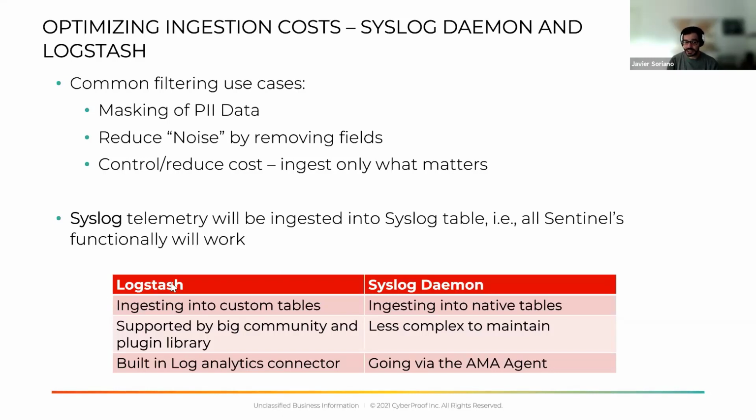Whereas with Logstash, we will ingest into custom tables. This is basically the first row that you see in this comparison table. Logstash on one side is supported by a big community. It has a huge library of plugins for many third-party platforms that you can integrate with. But on the other side, syslog is less complex to maintain, right? For Logstash, we have a built-in Log Analytics data connector. Basically, it's built by Microsoft and supported by Microsoft, so you can trust that implementation with no doubt. You can implement Logstash and use that plugin in your environment. And the syslog daemon, you can do together with the AMA agent that we talked about in the previous slide.